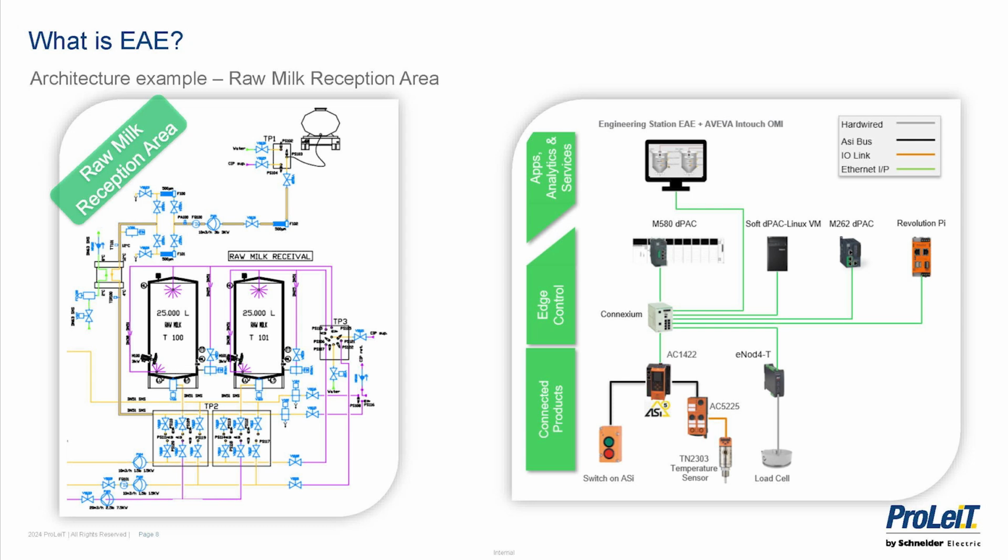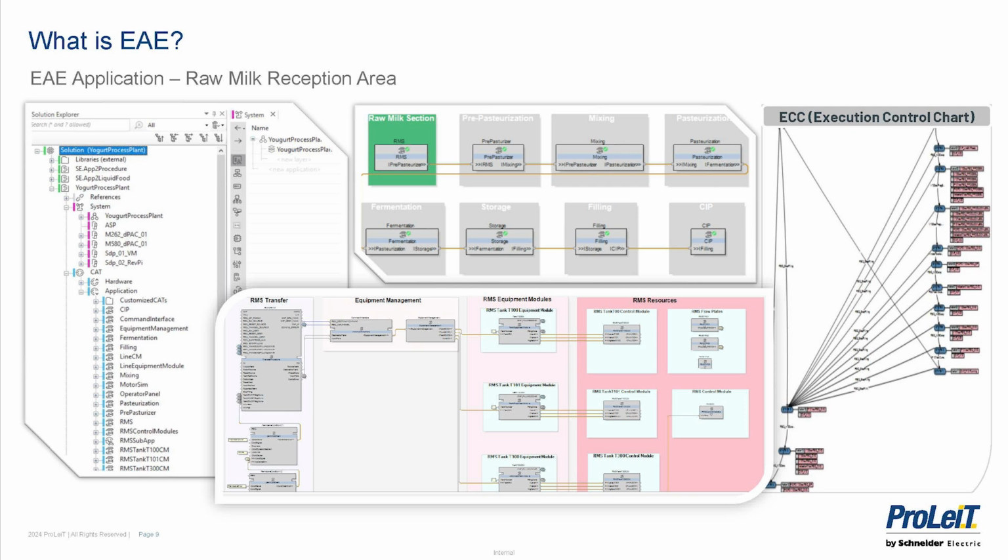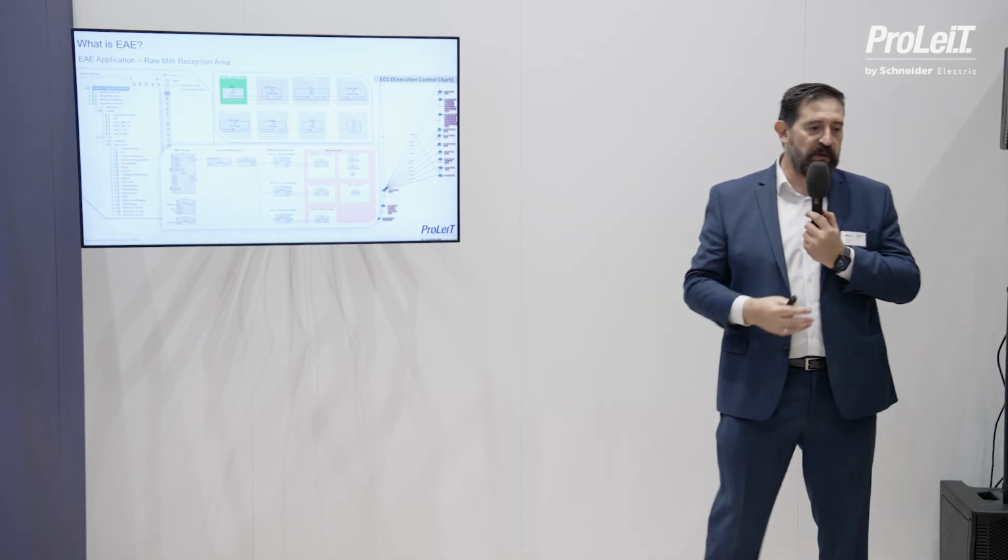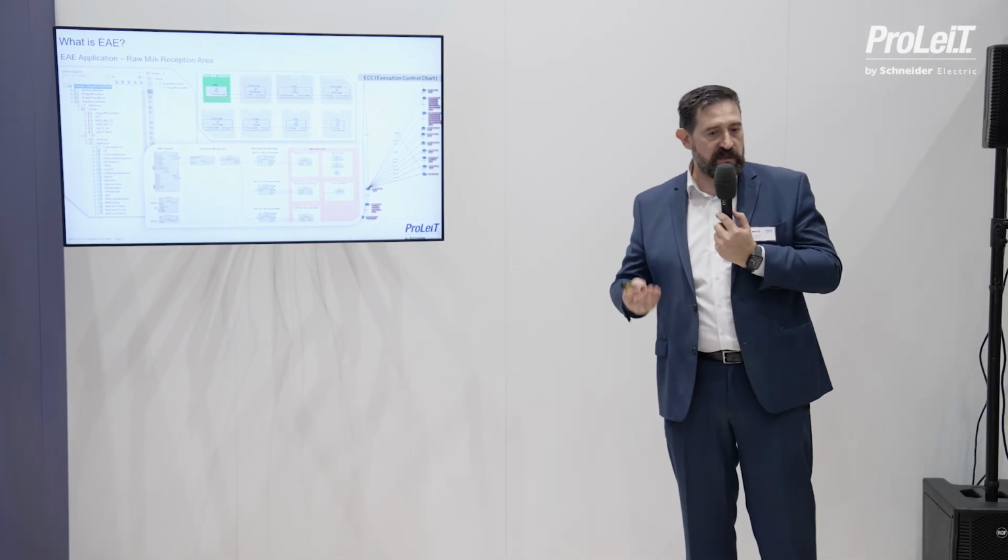Here is an example of a simple architecture for a basic meal reception unit with EAE. We have the P&ID on the right side, and on the left side is how the architecture of the solution looks physically. And here are the different modules. This module is the equipment management, the transfer management. All these blocks are really portable from one device to other devices without any additional programming or changes.